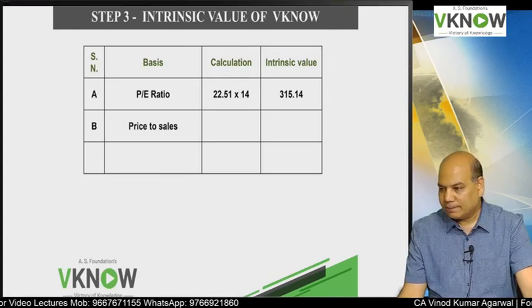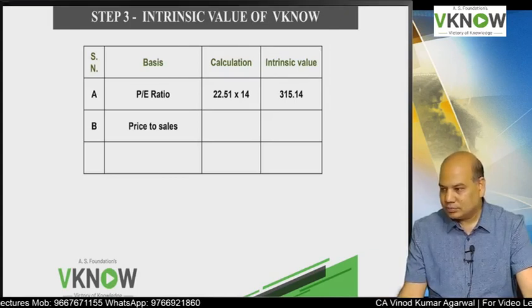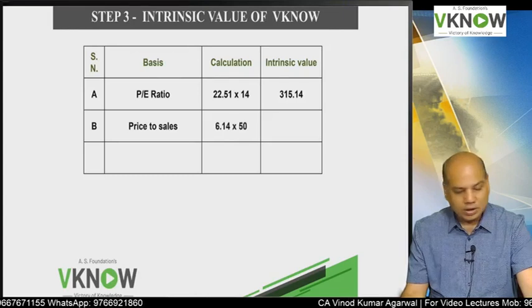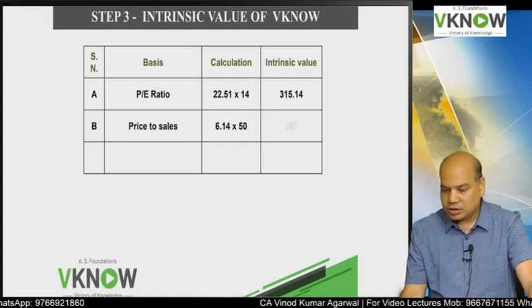Next, price to sales ratio. Answer please. Please reply fast. You take the previous ratio, and in the problem, sales given is 50 rupees per share. Multiply. Very good answer, 307.2.